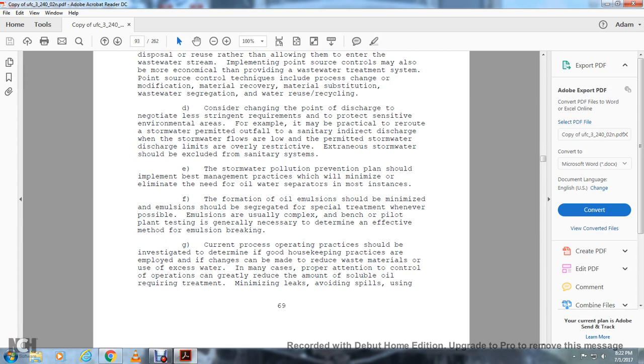The management practices will minimize or eliminate the need for oil water separators in most instances. Formation of oil emulsions should be minimized. The emulsion should be segregated for special treatment whenever possible. Emulsions are usually complex, and bench or pilot plant testing is generally necessary to determine an effective method of emulsion breaking.